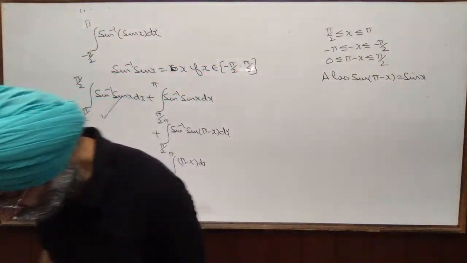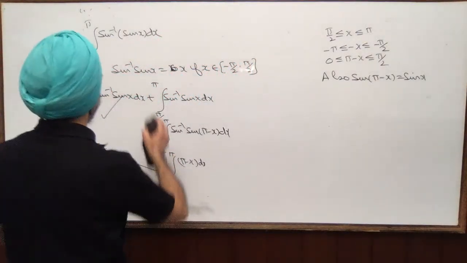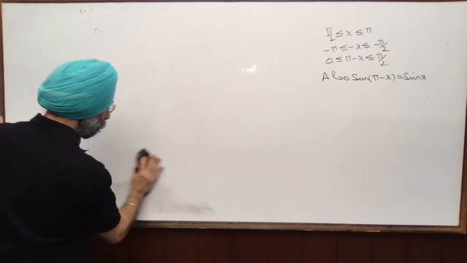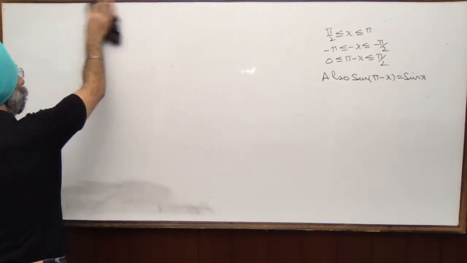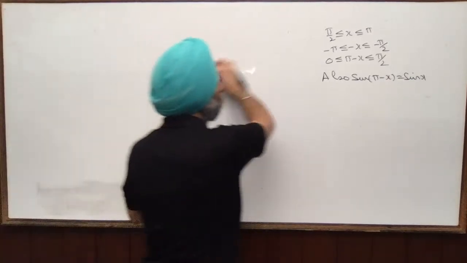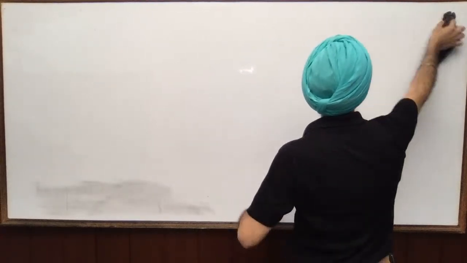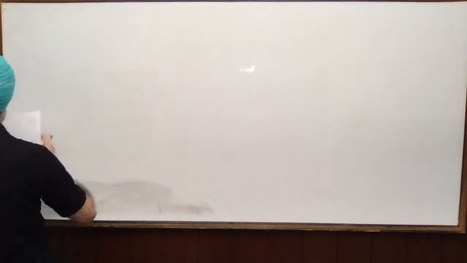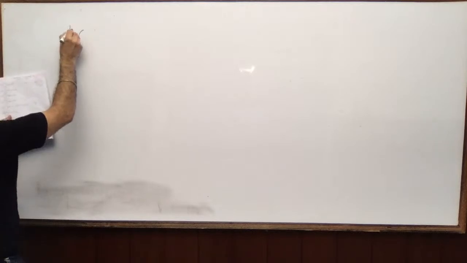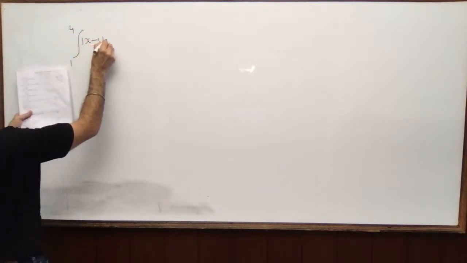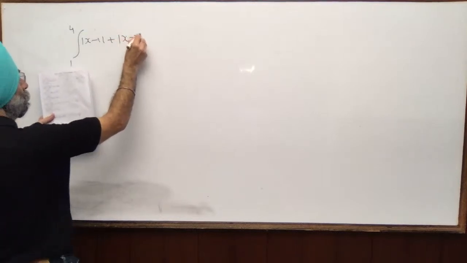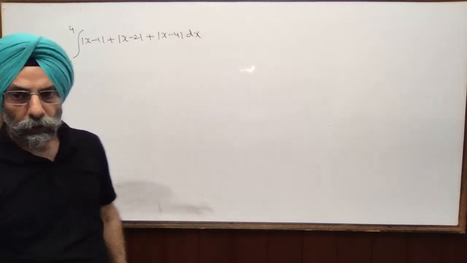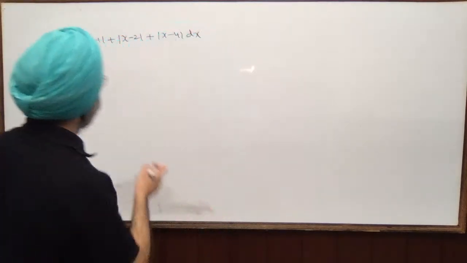आसमी ने लिखा बेटे 5th question. Now 5th question is 1 to 4, modulus of x minus 1 plus modulus of x minus 2 plus modulus of x minus 4 dx. आसमी इसको आप कर सकते हैं बेटे?